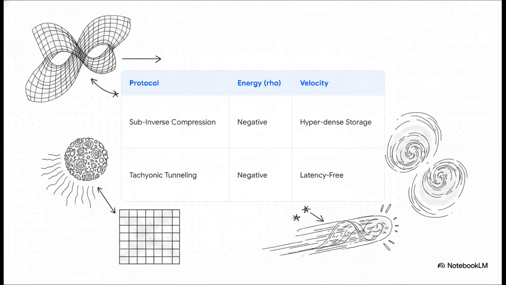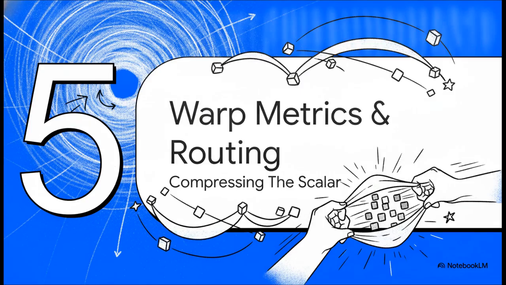By mapping geometric manifold distortion directly to data transmission speeds, we find two distinct protocols. First, if we want hyperdense storage that bypasses that pesky Bekenstein bound without creating a black hole, we need sub-inverse phase compression. This requires localized negative energy, something like what you'd extract from a Casimir grid. On the other hand, if we want latency-free, out-of-band data routing, we need tachyonic phase tunneling, which utilizes squeezed quantum fields. Let's dig deeper into that in Section 5, Warp Metrics and Data Routing and Compressing the Expansion Scalar.